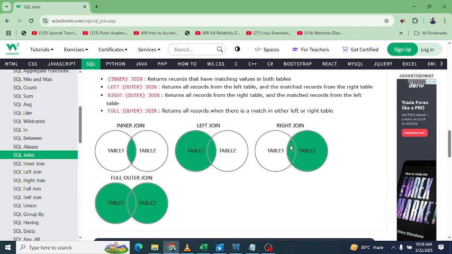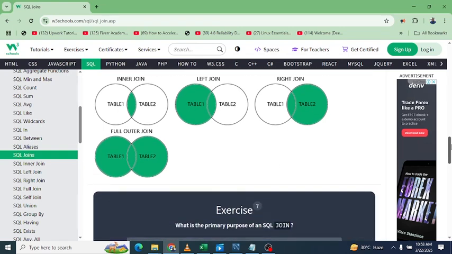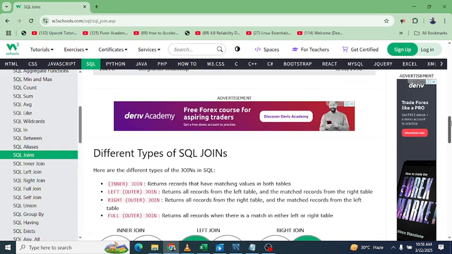Right join is the opposite of left join. So what is common and then everything in table 2, the right table. So let's move to the last one, which is full outer join. Full outer join in this case is simply everything in table 1, everything in table 2, and the matching values in table 1 and 2 at the same time. So that is for SQL join.